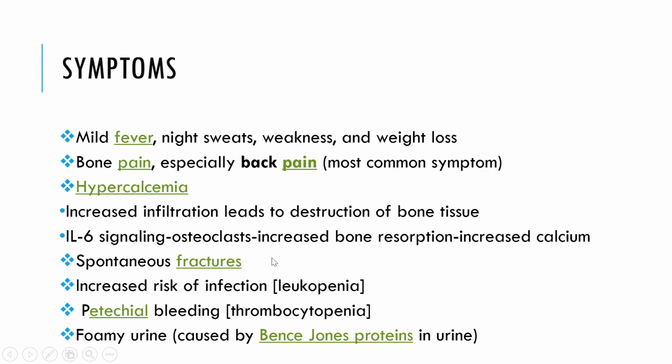Remember that the bone marrow functions are deranged. So when I've also mentioned that there's osteoclastic functions, so definitely the bone integrity is messed up with, so it causes spontaneous fractures. And then I've mentioned leukopenia, thrombocytopenia, and there's also foamy urine as a result of the Bence-Jones proteins in the urine.